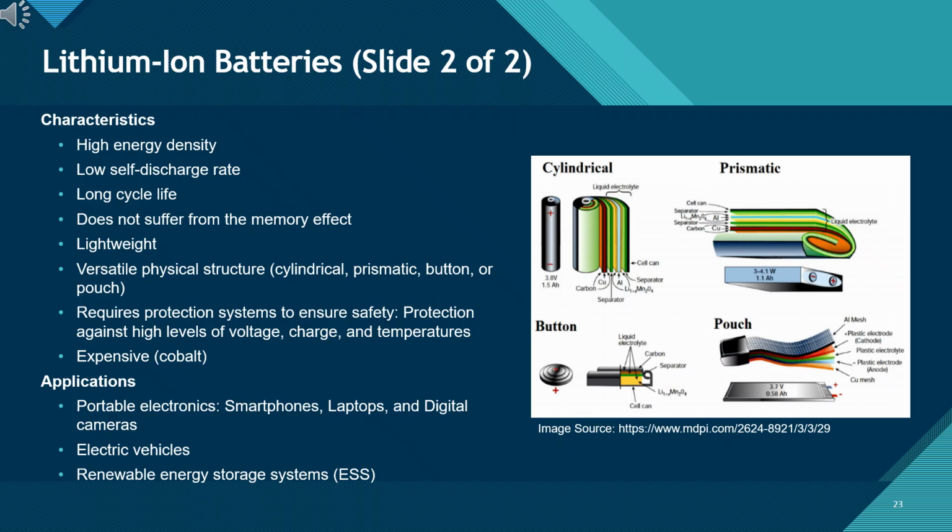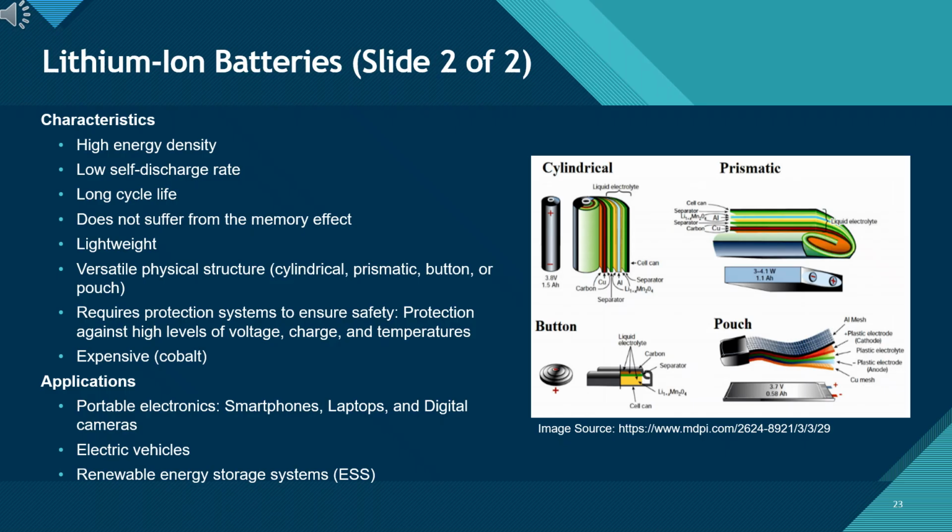They're also lightweight and come in several different formats: cylindrical, prismatic, pouch, and even button cells, as you can see in the image. That versatility allows manufacturers to design battery systems that fit everything from smartphones to large EV packs.